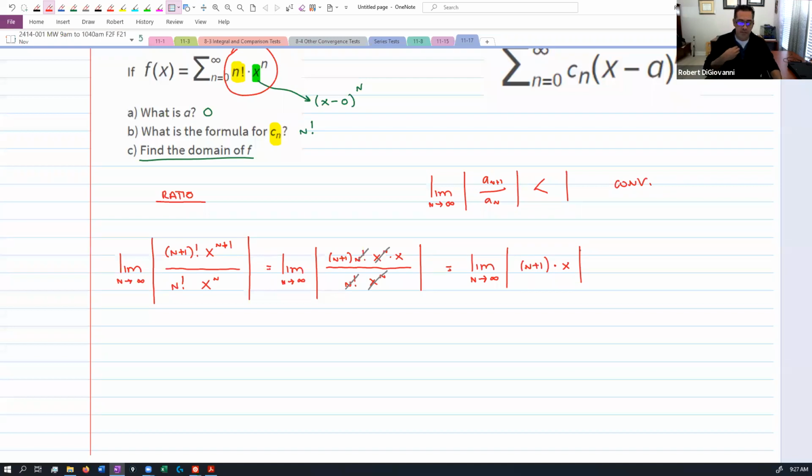Do you understand? We want to know, for what values of x would this thing stay smaller than 1? We want to know what values of x make this true.